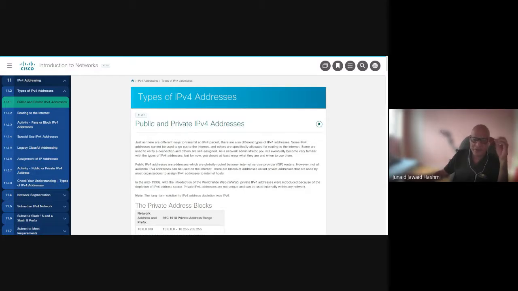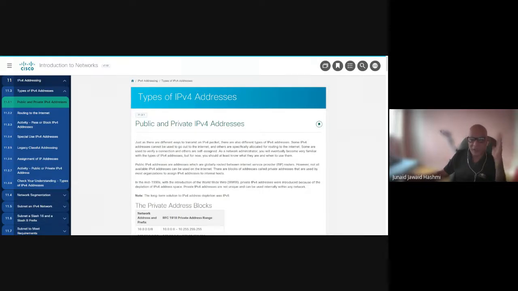That's why, and I'm going to explain why I said mostly, because now private IP addresses are also used on the internet. For example, I don't know if my IP address from my internet provider is a private IP address. It always used to be a public IP address, but now it's a private IP address, and I'm going to tell you why.